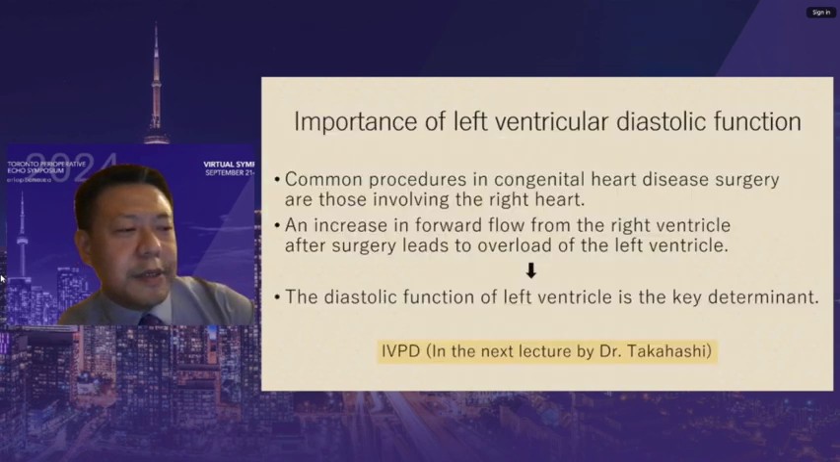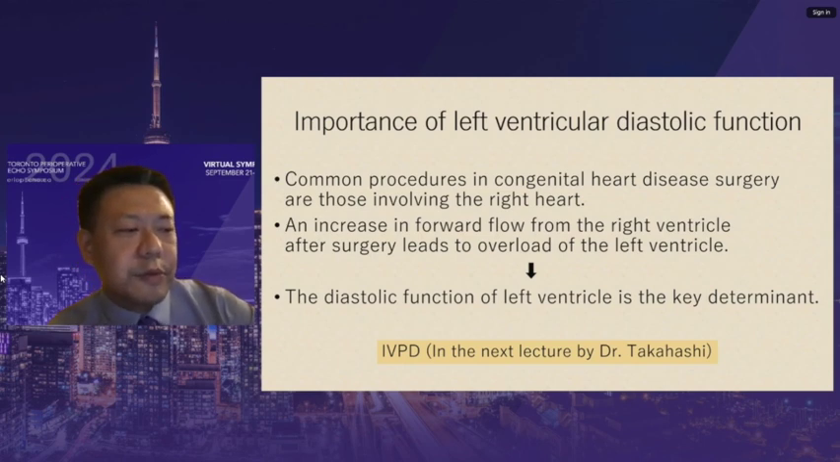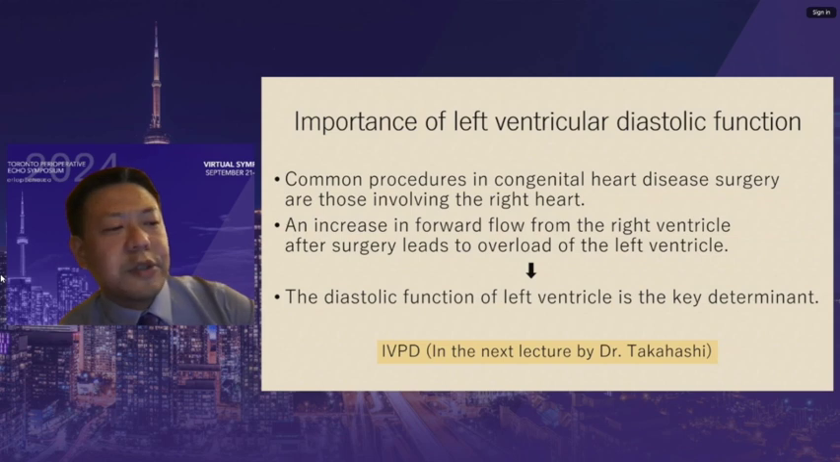This is the final slide. In congenital heart disease, surgeries on the right heart system are frequently performed. After surgery on the right heart system, the volume load on the left ventricle increases, making the diastolic function of the left ventricle crucial. A parameter that is gaining attention as an indicator of left ventricular diastolic function is the IVPD. The next speaker, Dr. Takahashi, will be giving a lecture on this topic.